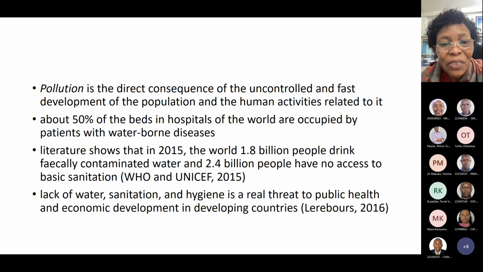Pollution: literature informs us that it's a direct consequence of uncontrolled and fast development, including the establishment of industries, and of course of population and human activities related to it. Because whenever you realize an increase in population, definitely human activities will also increase, and that has the potential to pollute your water and water resources.